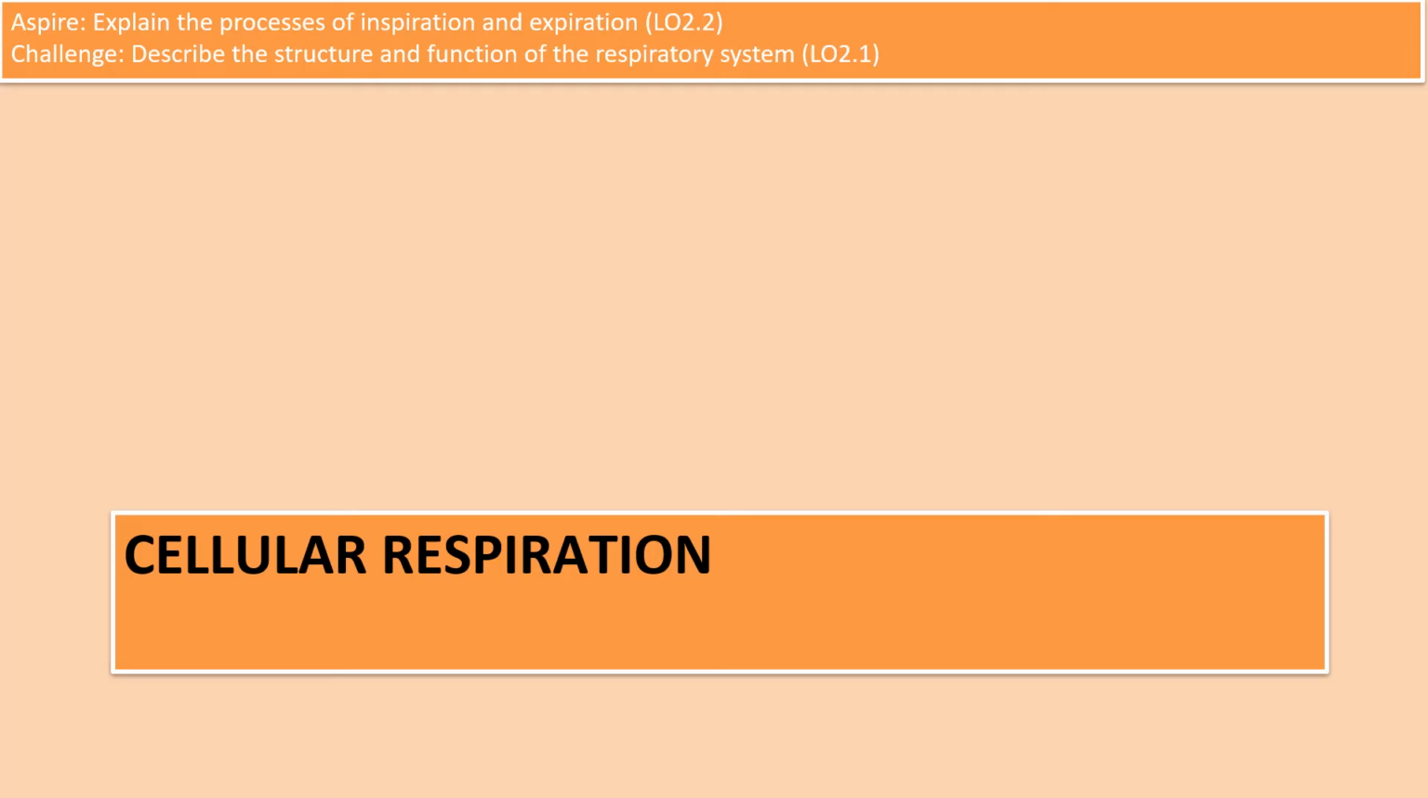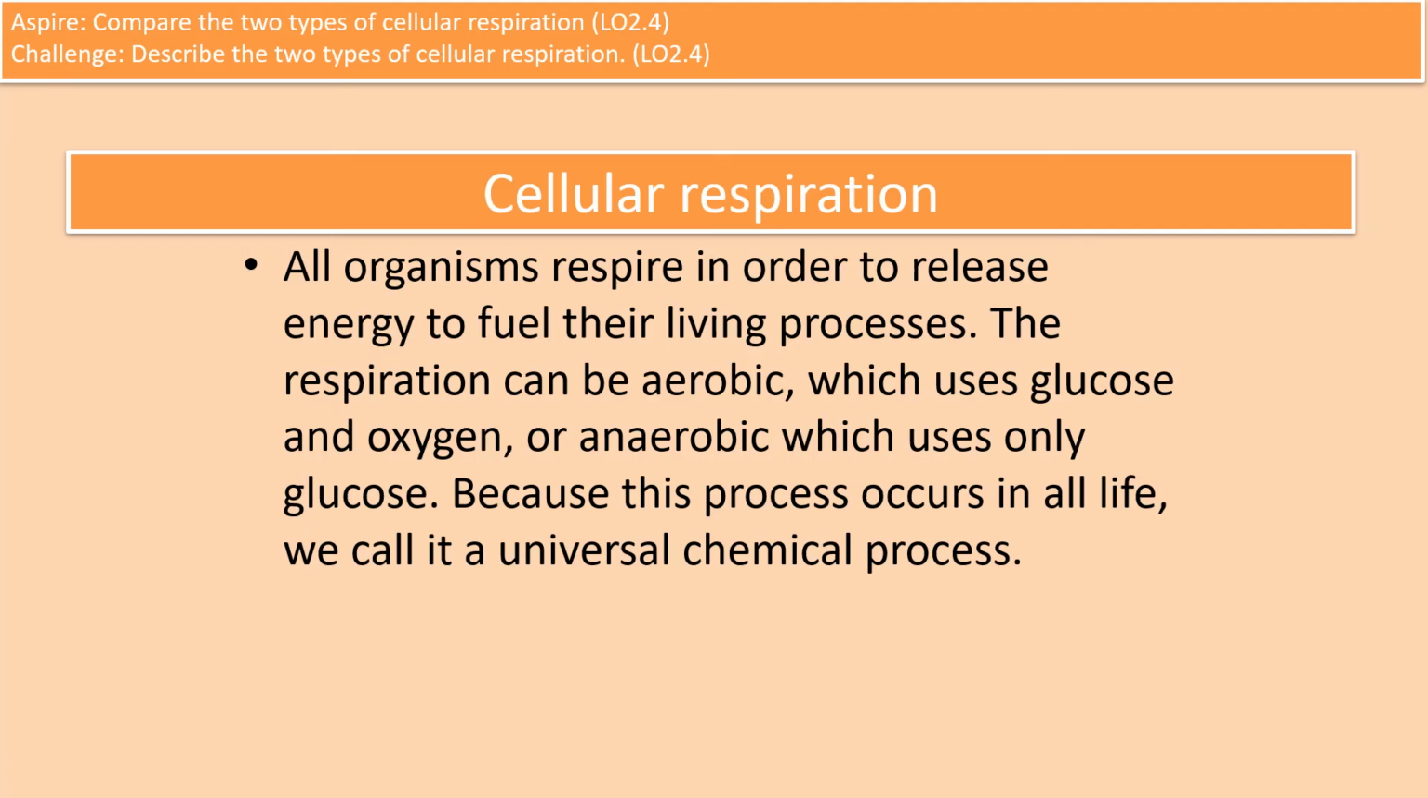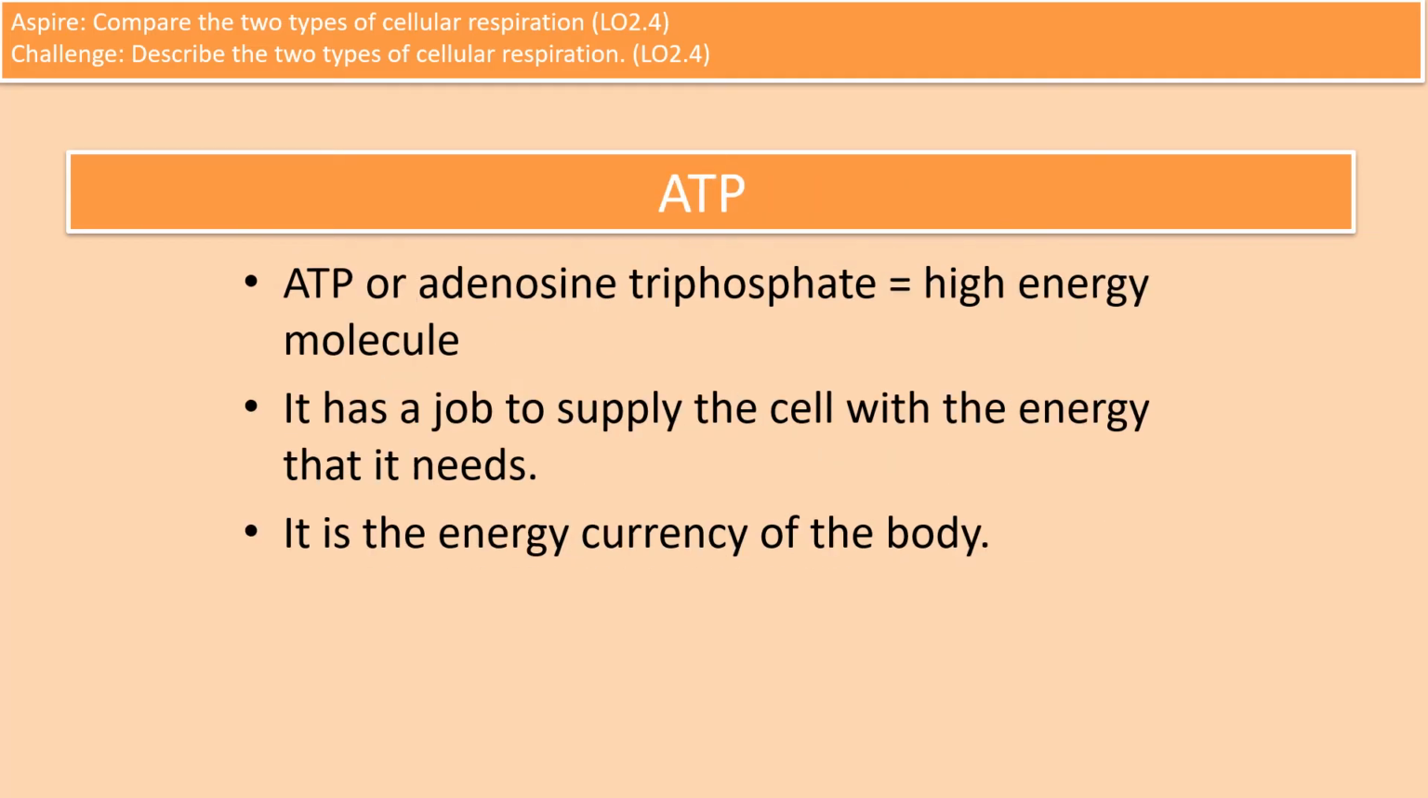As you may notice, we are moving very quickly onwards and going on to the next one, which is cellular respiration. I'm just going over the main points at the moment just to refresh your memory. It doesn't cover everything in depth. Basically, we need to respire in order to release energy, to fuel our bodies, to keep us moving. Respiration can be aerobic or anaerobic. You should know what ATP is, and that it's a high energy molecule, and it's the energy currency of the body. It has a job to supply the cell with the energy that it needs.